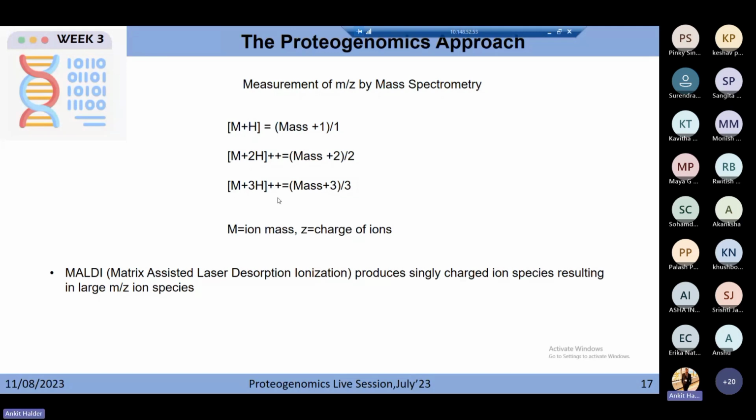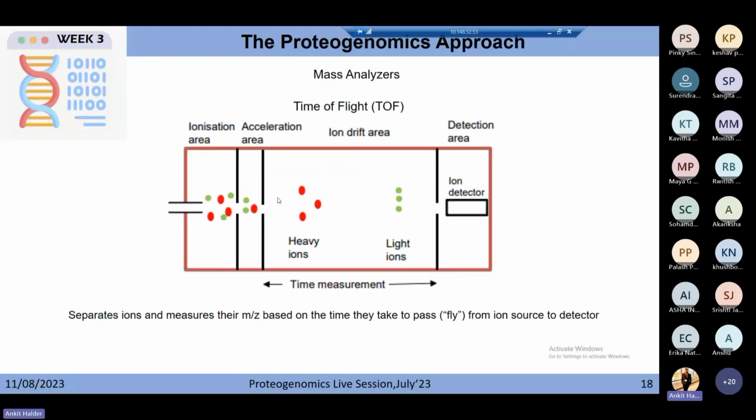So, fully clear? If it is a singly charged species, then it will have a very high ion species, and we will require a greater range of mass analyzer to detect that particular high M by Z, and it cannot be done easily in that narrow range of M by Z's mass analyzers. So these are some of the mass analyzers; one is the time of flight.